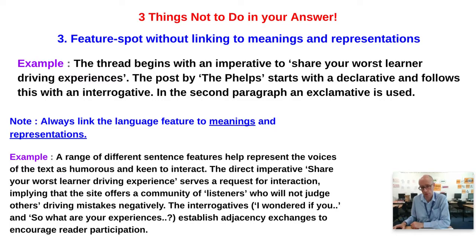A range of different sentence features helps represent the voices of the text as humorous and keen to interact. So there's your topic sentence. The direct imperative, share your worst learning driving experience, serves a request for interaction, implying that the site offers a community of listeners, in inverted commas, because they're not actually listening, who will not judge others' driving mistakes negatively. The interrogatives, and there's a couple of examples, establish adjacency exchanges to encourage reader participation. That's it. That's what's going to get us into our very top mark.